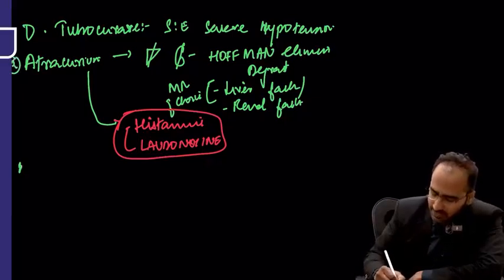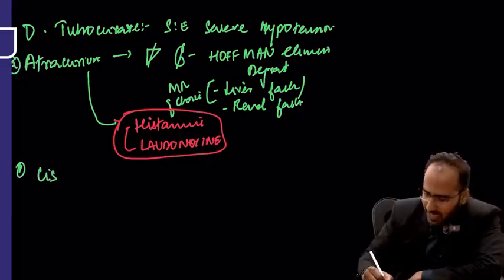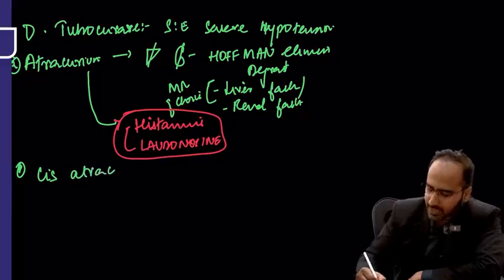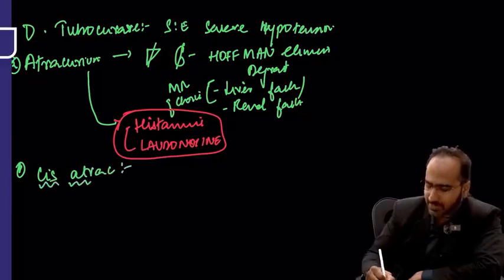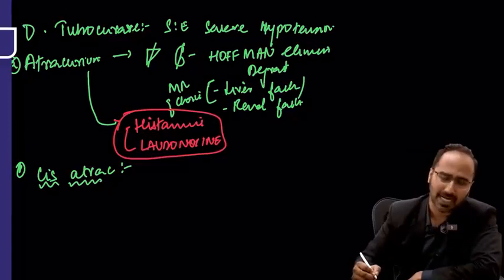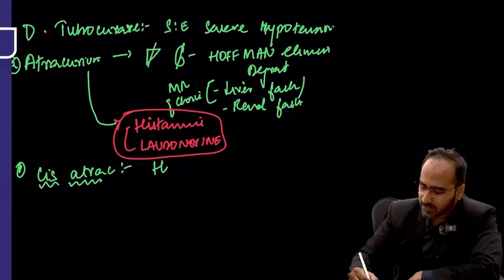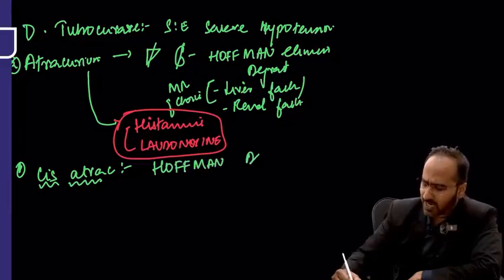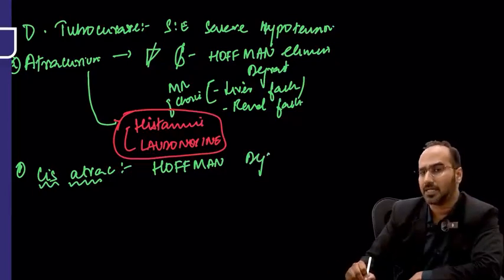the next muscle relaxant, cis-atracurium. Cis-atracurium is basically the isomer of atracurium, which is more potent than atracurium. Where is cis-atracurium metabolized? Same place, guys, by Hofmann degradation or Hofmann elimination.